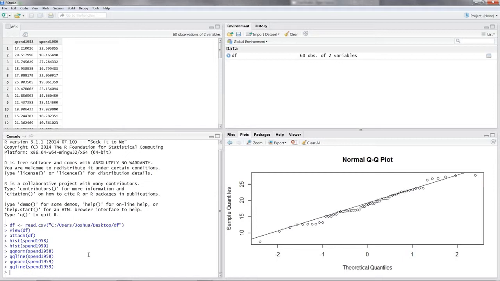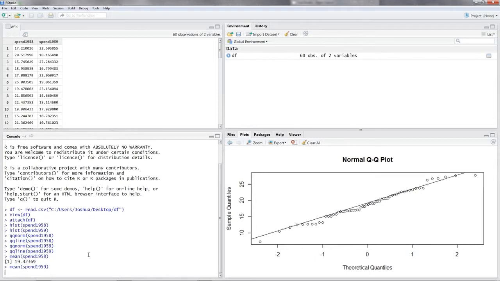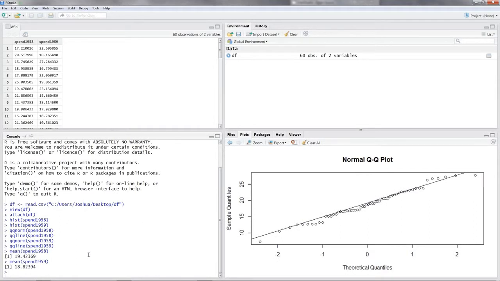Now that we've read in our data, we should get the mean for our variables. So put in mean. We want to have the mean for the spending in 1958. And we want to have the mean spending for 1959. Okay, now this looks like our means are not equal. Or are they? Well, we've learned not to trust the point estimates because they're only estimations. Point estimates plus their confidence intervals are the thing to look at.